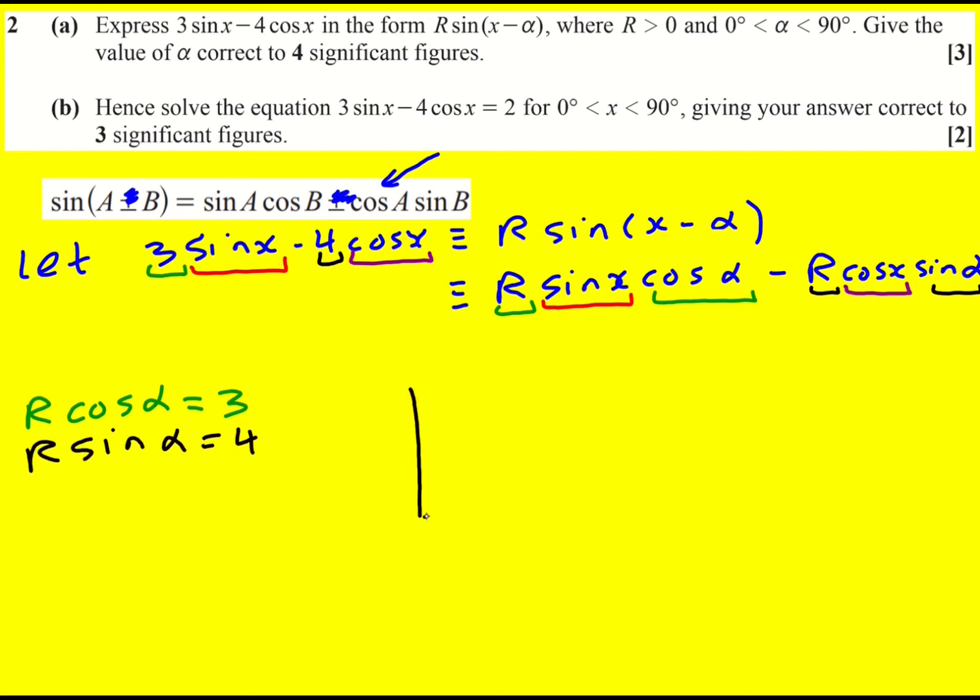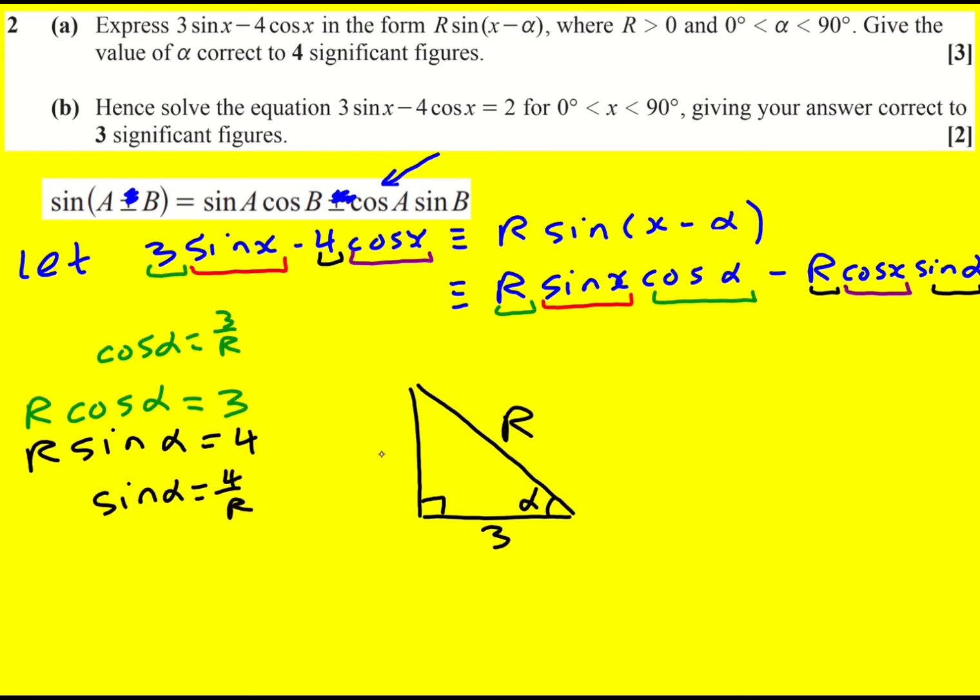I'm now going to draw a little right angled triangle. Put an alpha there. And I could rearrange the top one to give me cos alpha is 3 over r. And I can label my adjacent 3 and my hypotenuse r. Very similar with the sine alpha. It's 4 over r, so the opposite is 4. And it all works out really nicely from here.